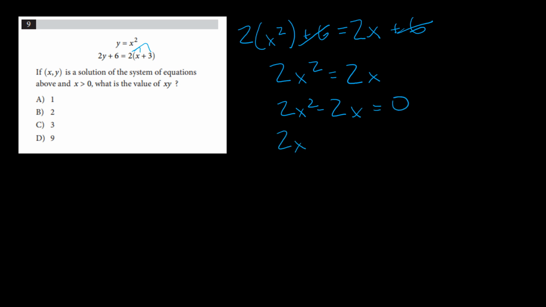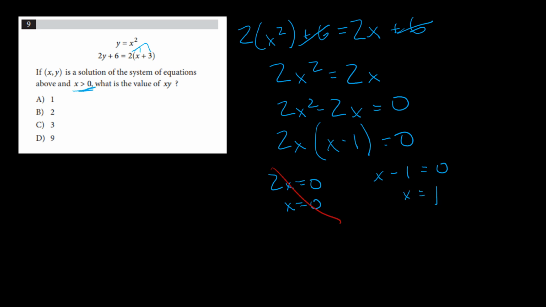Factor out 2x. 2x times (x minus 1) equals 0, so 2x equals 0 or x minus 1 equals 0. We have x equals 0, x equals 1. But we know x is greater than 0, so that solution is eliminated. So we're left with x equals 1.